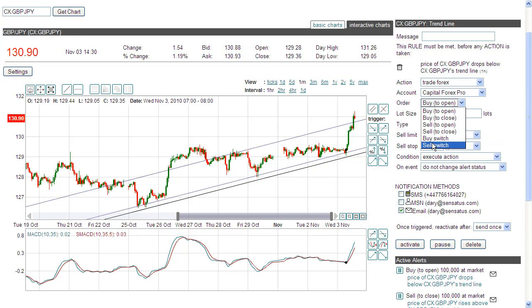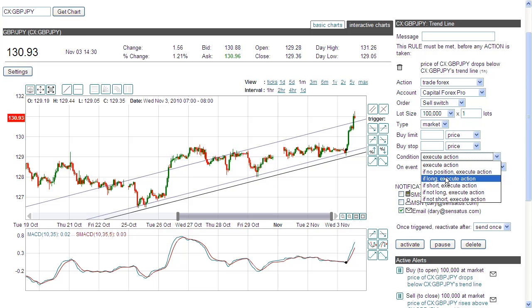So this time I'm going to use a sell switch. The sell switch will close my long position and then sell to open into a short position. If I do not have a long position, then I will simply sell to open a short position. So as before, 100k a lot.